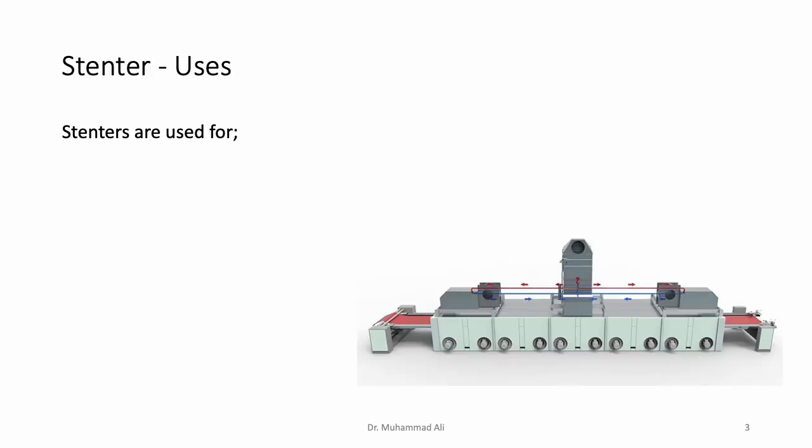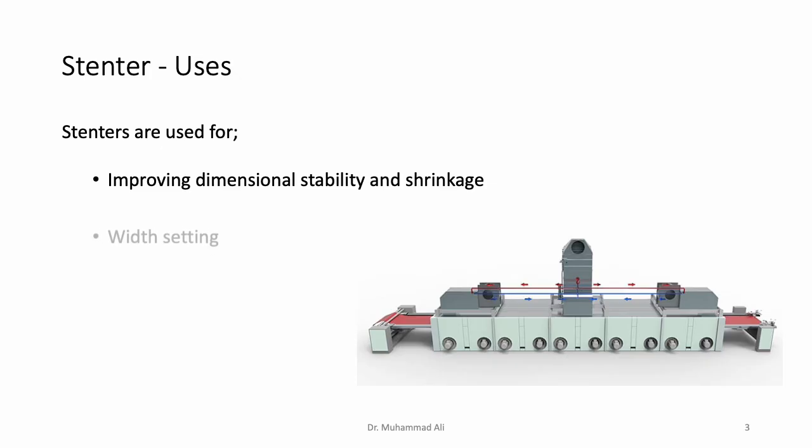So a Stenter is one of the most versatile machines that is used in textile processing. We can use a Stenter in the pre-treatment line if we want to improve the dimensional stability and control the shrinkage of fabric. This is probably one of the most widespread uses of a Stenter, and we process the fabric on a Stenter to achieve these aspects in the fabric before it is dyed or printed.